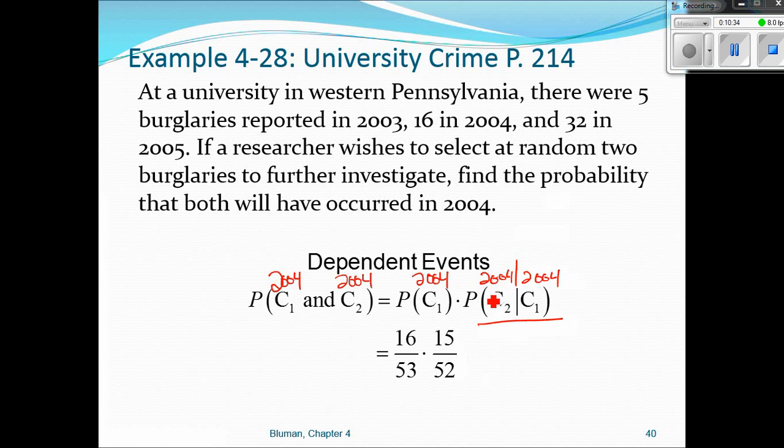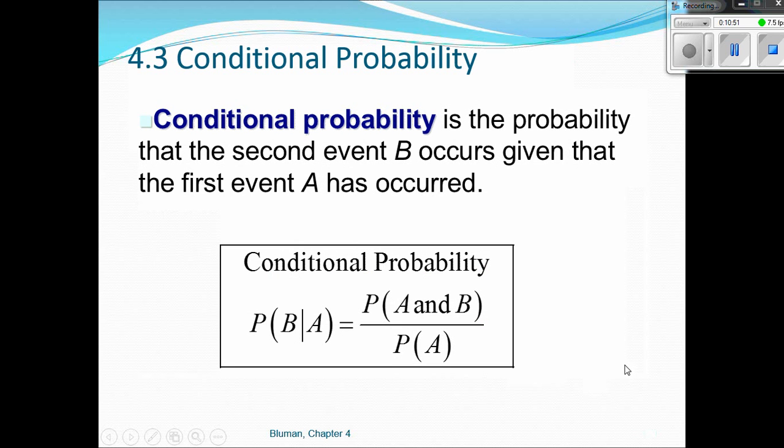That's how this changes: what's the probability of picking a case from 2004 given that the first one was 2004? Reduce that fraction if possible. This one is not reducible, or write it as a decimal. That's 60 over 689.